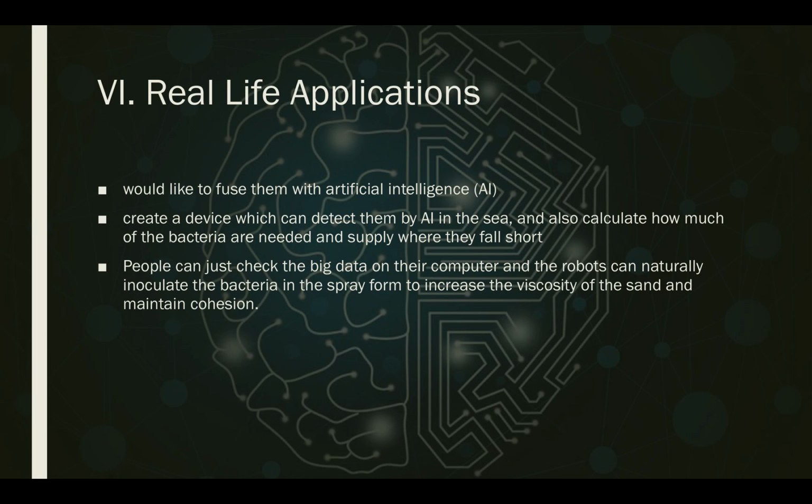So, I would like to combine them with artificial intelligence and create a device which can detect them by AI in the sea, and also calculate how much bacteria is needed and supply it where it falls short. People can just check the big data on their computer, and the robots can naturally inoculate the bacteria in a spray, formed to increase the viscosity of the sand and maintain its cohesion.